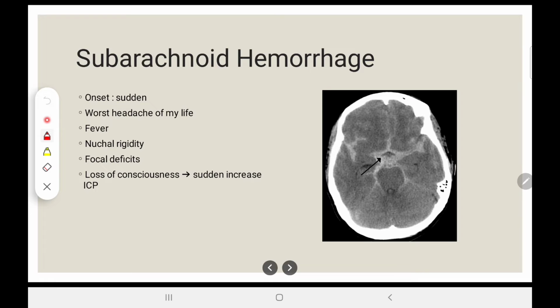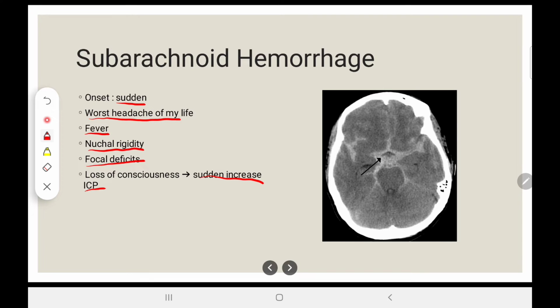The onset of subarachnoid hemorrhage is sudden, and the most common symptom is that sometimes the patient complains about the worst headache in their life. The other clinical features are fever, nuchal rigidity, focal deficits, and loss of consciousness. Why can there be loss of consciousness? It's because of a sudden increase in intracranial pressure.